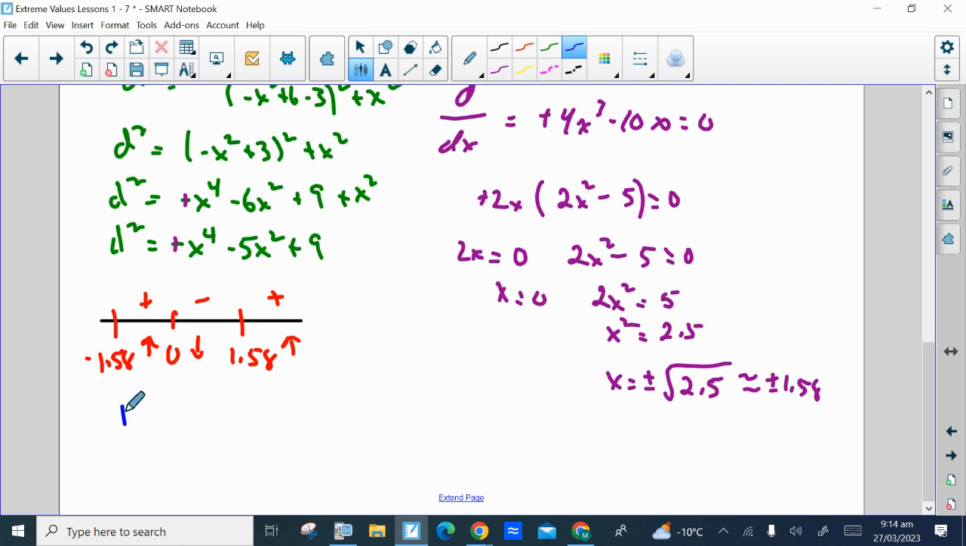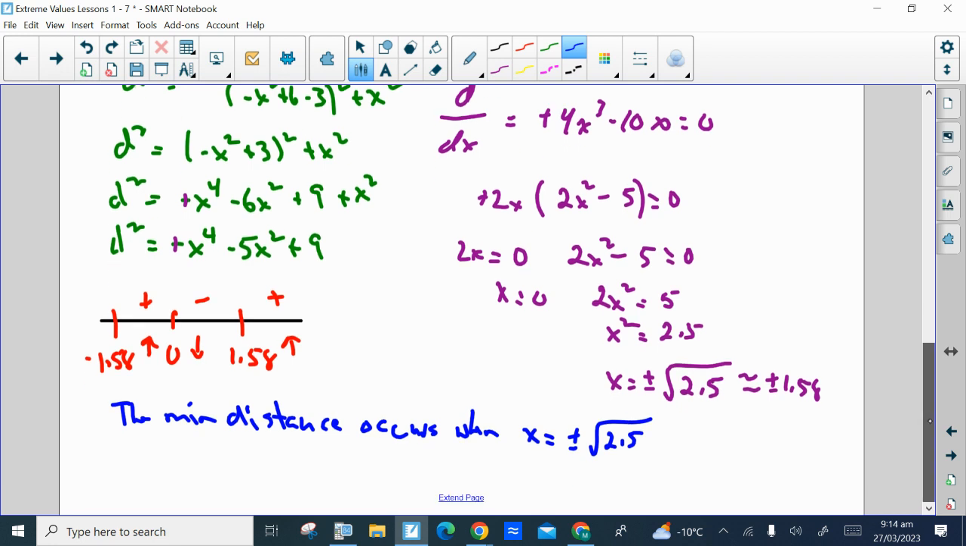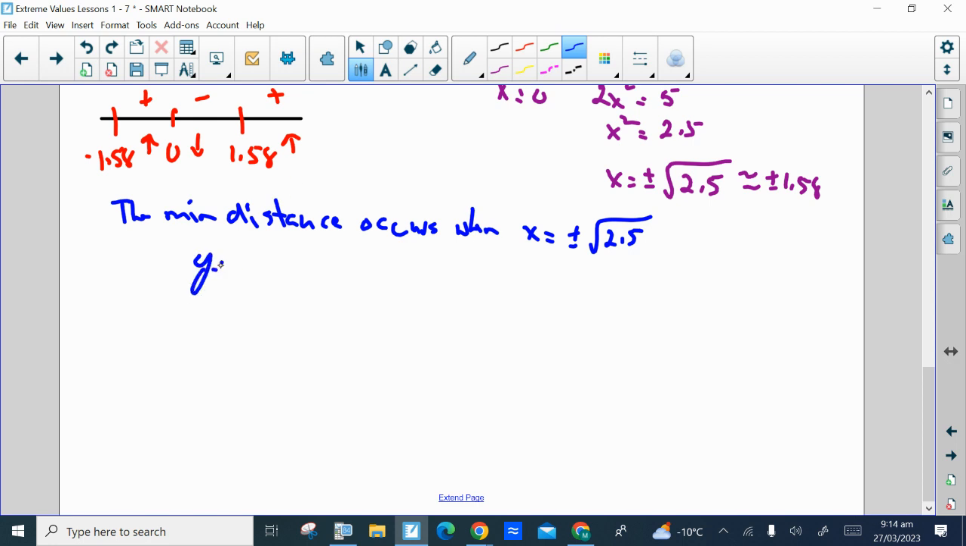Minimum distance occurs when x equals positive and negative, and I will use the exact value, positive and negative root 2.5, which we always use. And we can find out what y equals by using the equation.